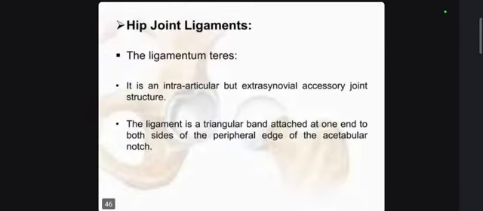Next about the hip joint ligaments. The first ligament is the ligamentum teres. It is an intra-articular but extrasynovial accessory joint structure. The ligament is a triangular band attached at one end to both sides of the peripheral edge of the acetabular notch.